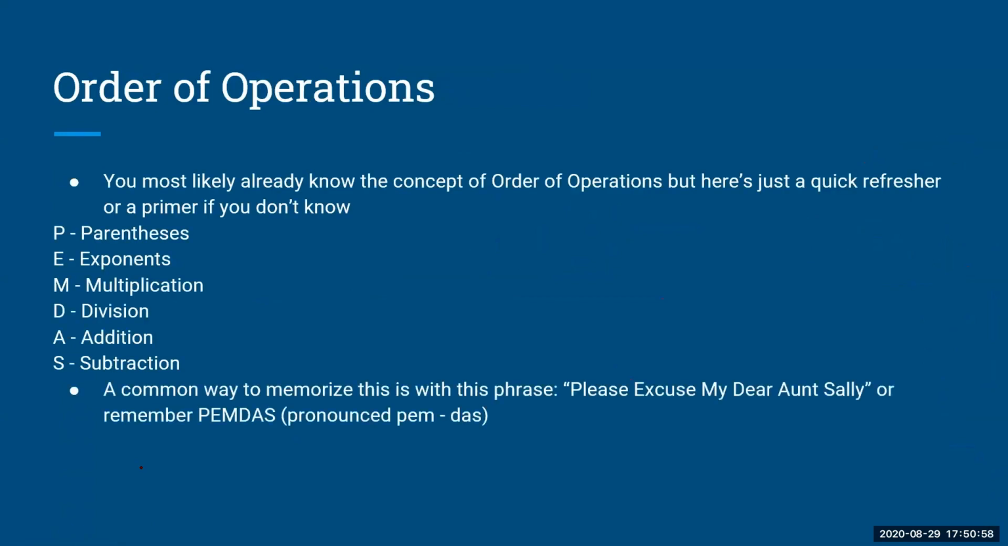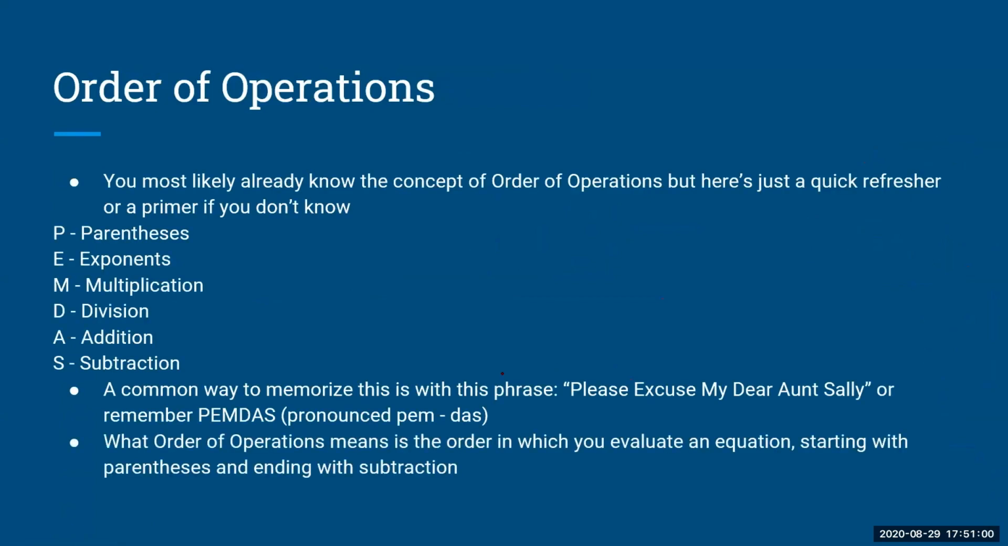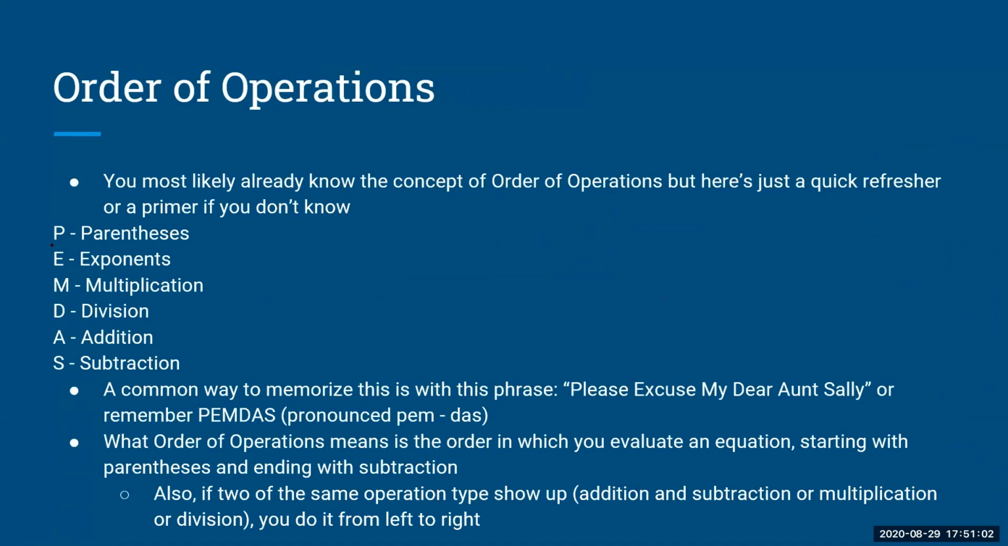All right, order of operations. Okay, so parentheses first. Anything inside parentheses goes first. Then you get exponents next. Then any multiplication, any division, that should be fraction. Any addition goes next, and then subtraction. I'm rushing right now.